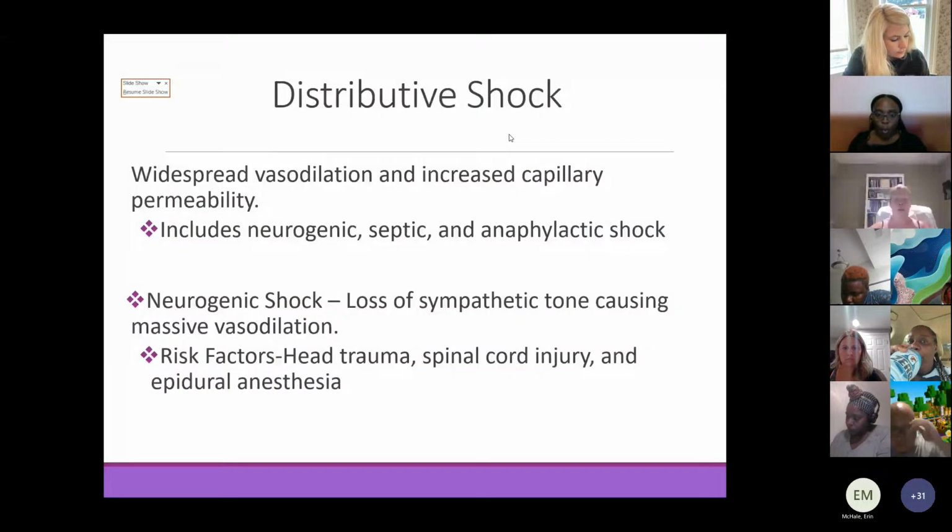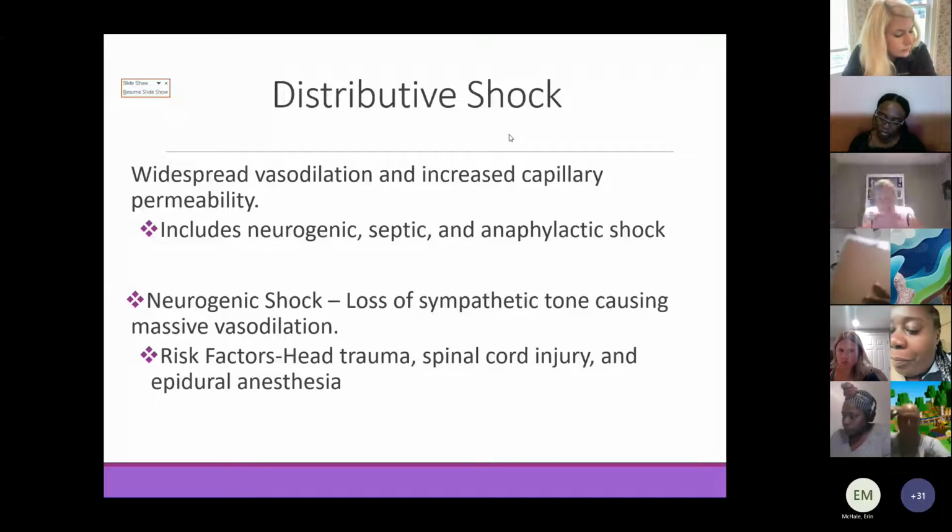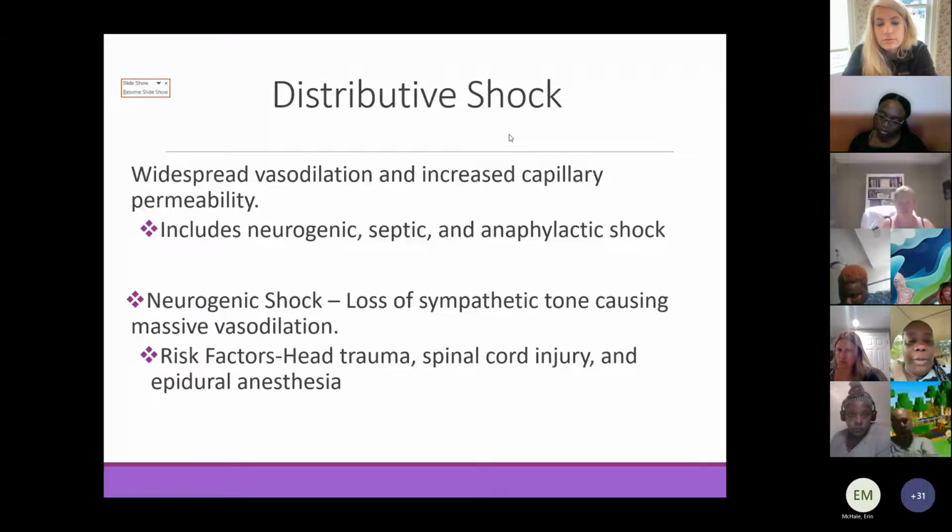So distributive shock. Distributive shock is one of these types of shock that actually causes our body to vasodilate. So all of our vessels in our body are normally exactly where they should be. Instead of constricting and getting really small, they dilate and they get really big. And then this increases our capillary permeability. So this would be our neurogenic shock, our septic shock, and then also our anaphylactic shock. So all of these things lead to distributive shock.